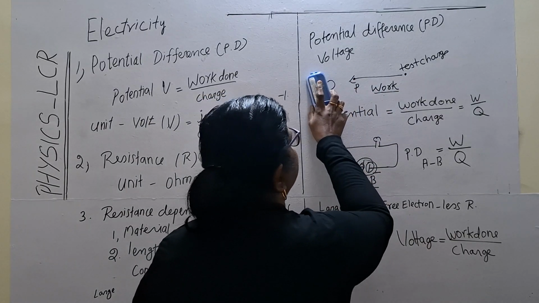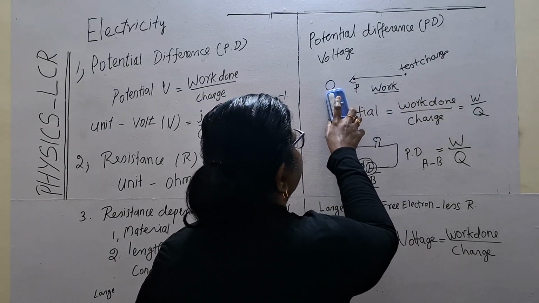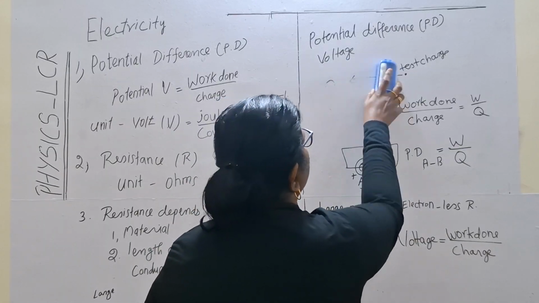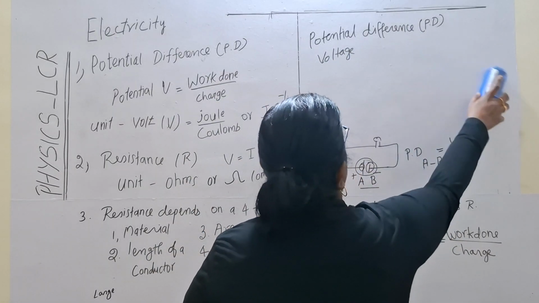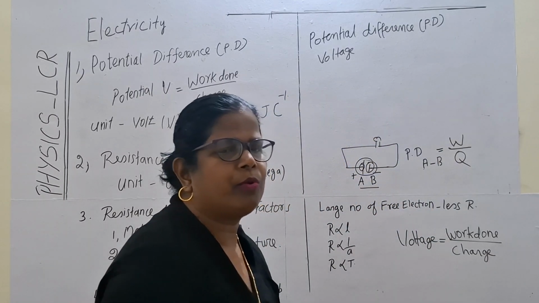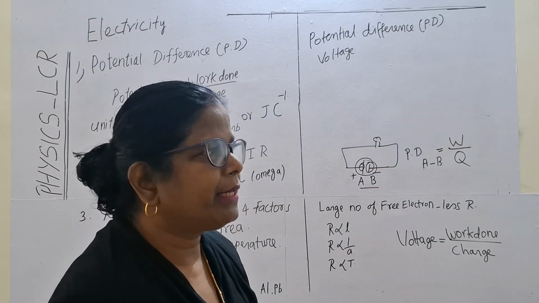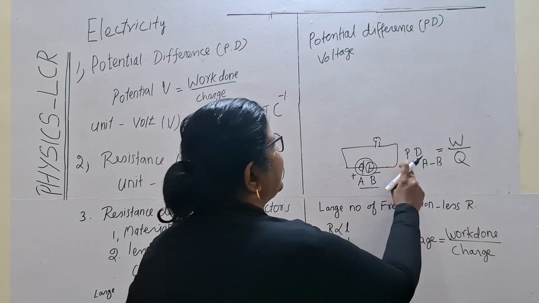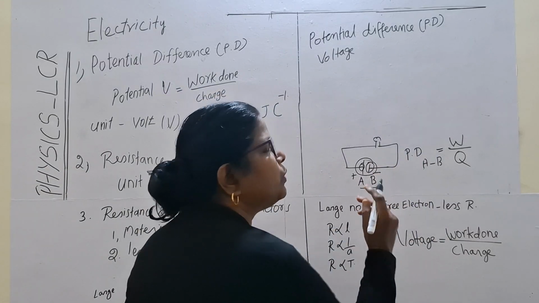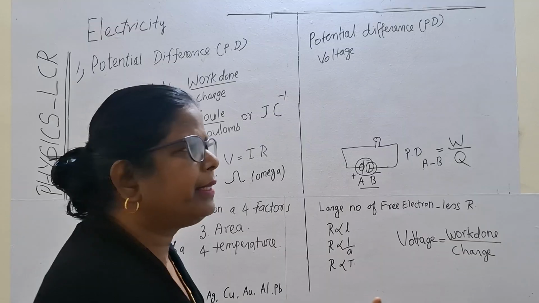What is the potential? When the test charge is brought nearer to the charged body, some work is actually done on the charge, or we can say by the charge. So potential is equal to work done by charge. Potential difference means we are considering two terminals.